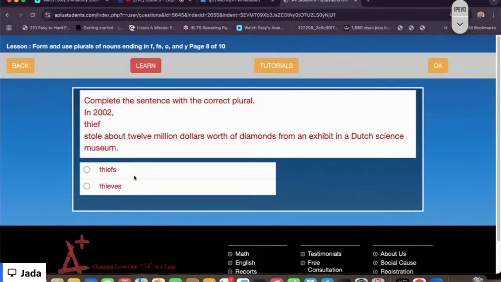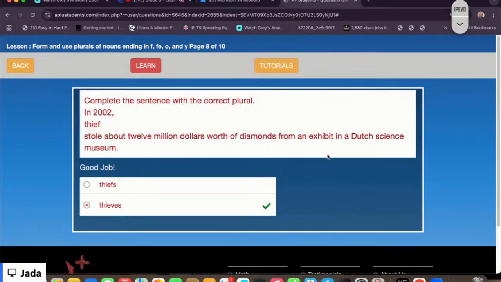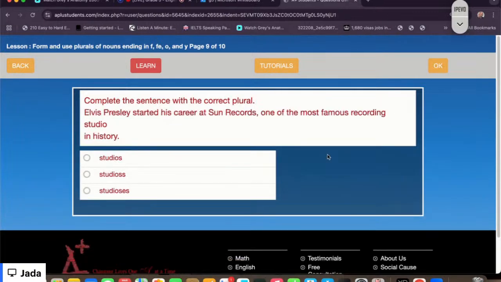Okay, so do you guys have any question concerning this lesson? If you haven't done this before, you have to make sure that you complete it. But tell me before we finish if you have any questions.